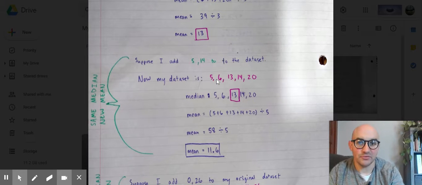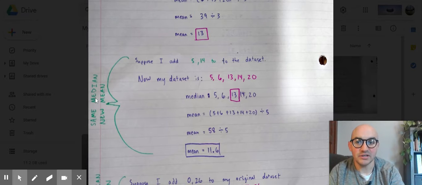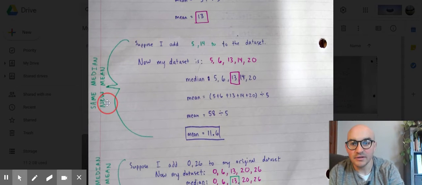Now my new data set reads like this: 5, 6, 13, 14, 20. My median stays the same. That was my goal. My mean, I have to recalculate here, so I add all my numbers up: 5 plus 6 plus 13 plus 14 plus 20. I add those up, I get 58. Then I divide by 5. 58 divided by 5 is 11 and 3/5, or 11.6. So I reached my goal: new mean, same median.